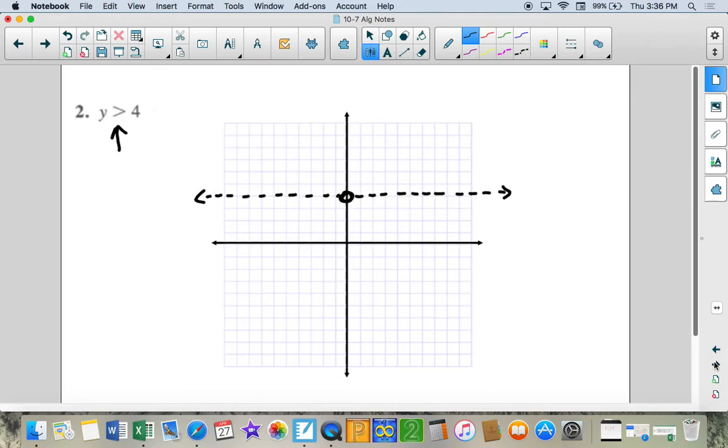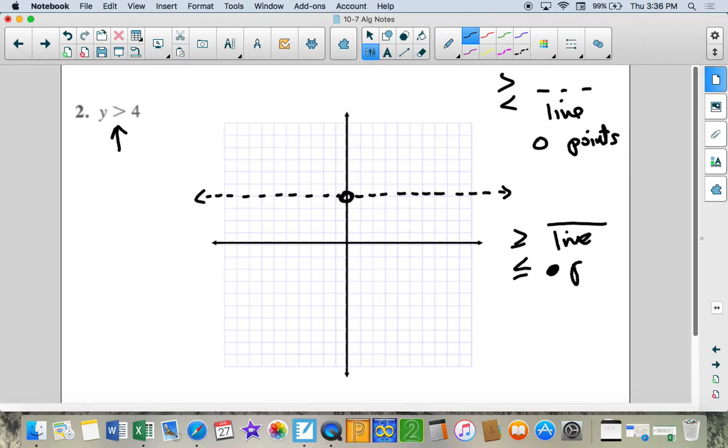So that's very important to understand, that when you have a greater than or less than, you're going to have a dotted line and open circle for points. When you have greater than or equal to or less than or equal to, you're going to have a solid line and a closed circle for your points because we want to include them. Don't include, include.